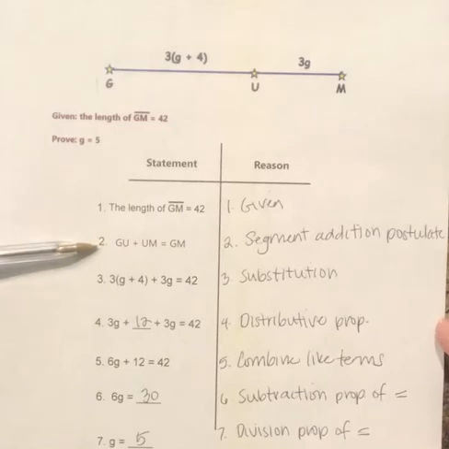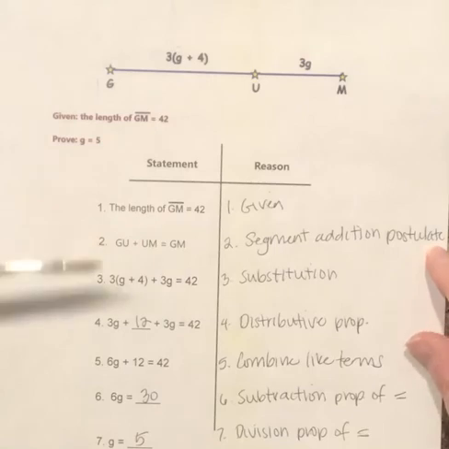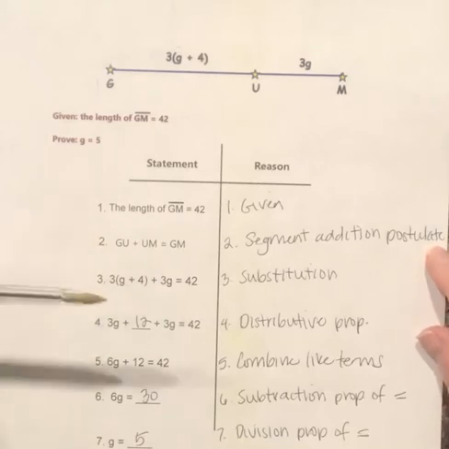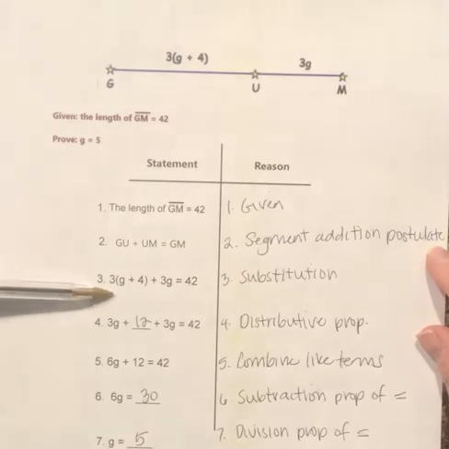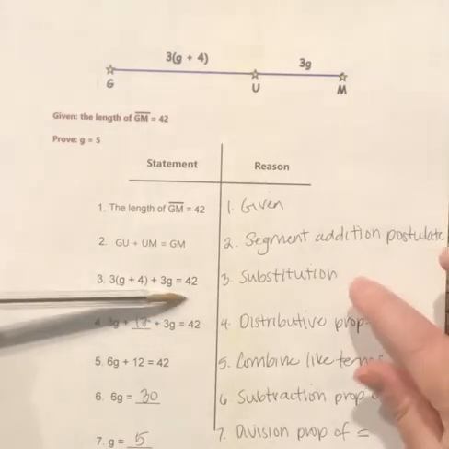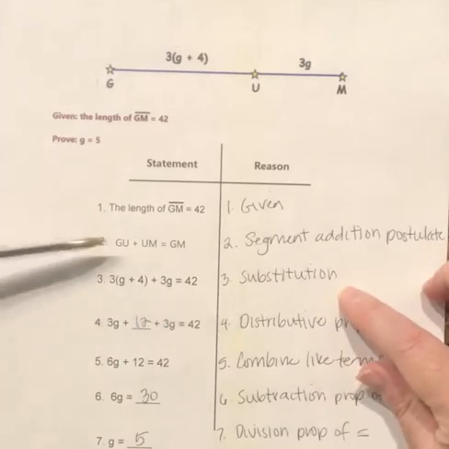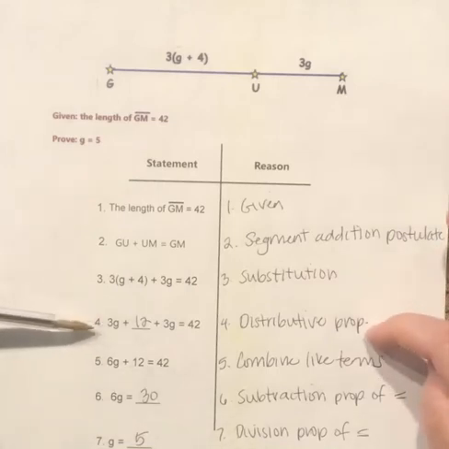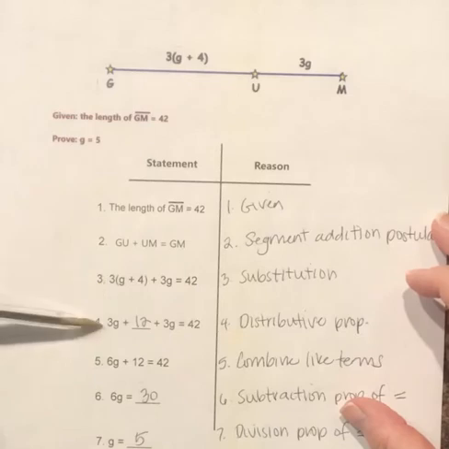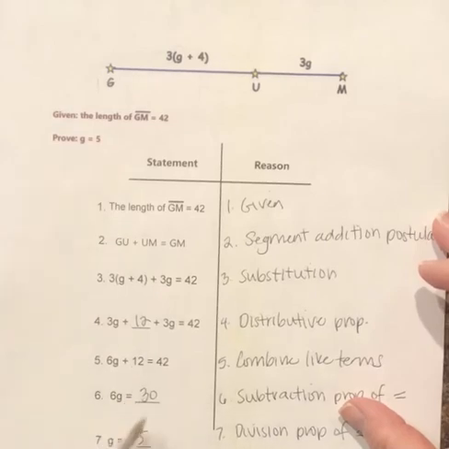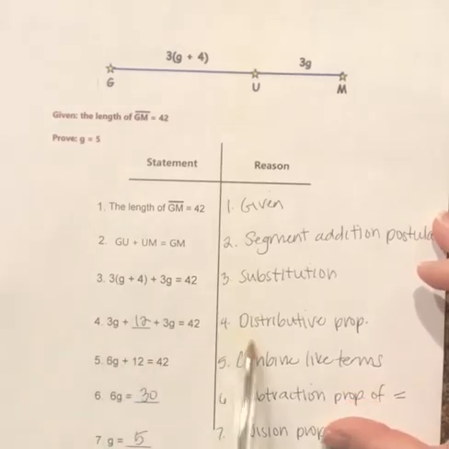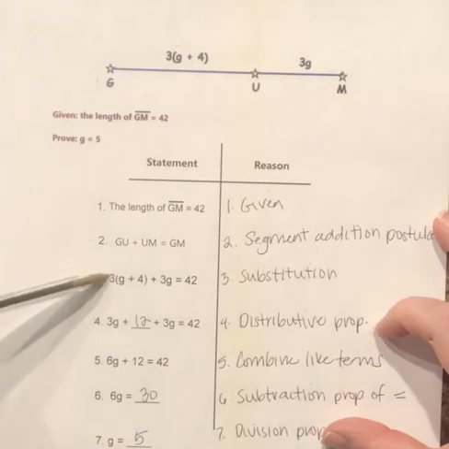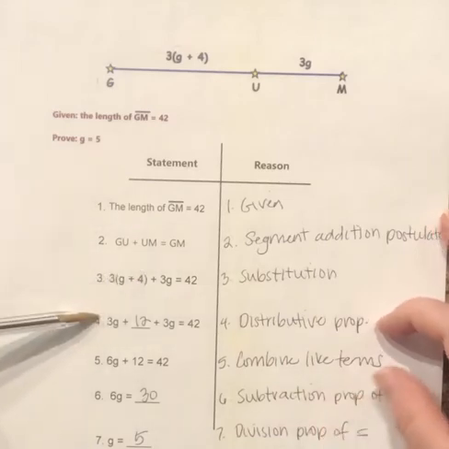Once I've set up the geometric relationship that I know exists because of the segment addition postulate, then I can move into the algebra. I can now say that 3 times the quantity g plus 4 plus 3g equals 42 because of substitution. And then I'm just kind of doing algebra after that. So my next line, 3g plus 12 plus 3g equals 42, I'm able to say this because of the distributive property. That's what I would have done to get from this line to that line.